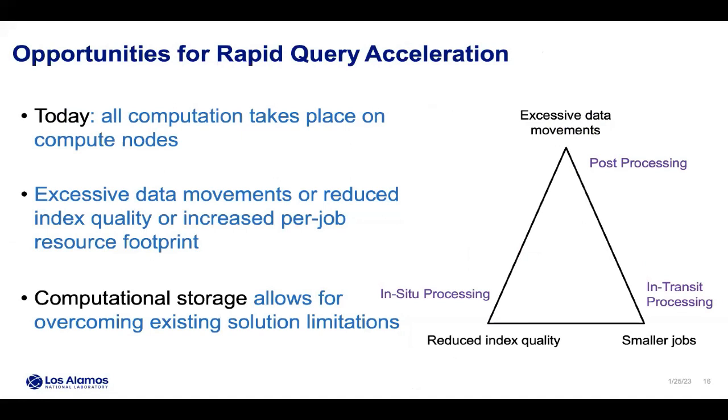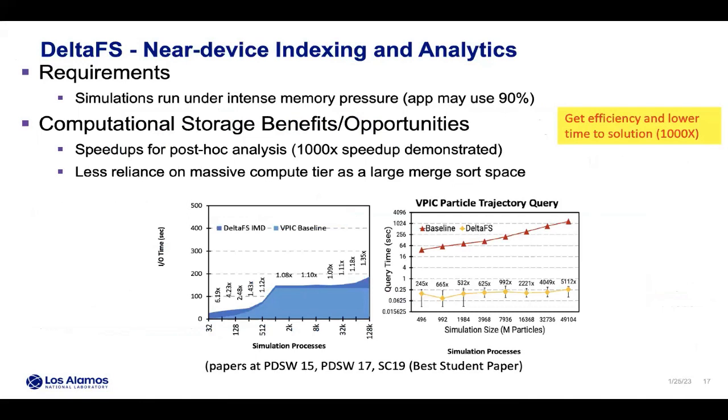So as I mentioned, this kind of represents the trade space in the current query capabilities. But when we start thinking about computational storage, we can probably overcome all or most of these limitations in existing processes. So we began work with Carnegie Mellon to explore doing so using a software approach. This is called DeltaFS. I'm not going to do DeltaFS justice in this one slide, so if you're interested, please read the papers.